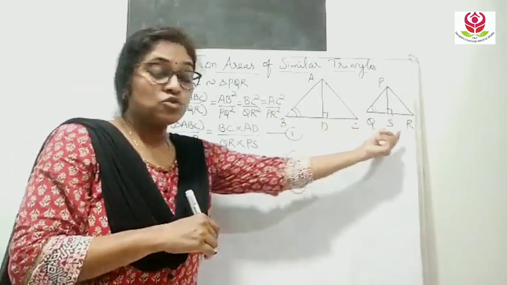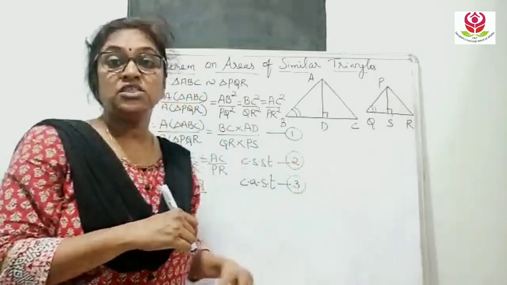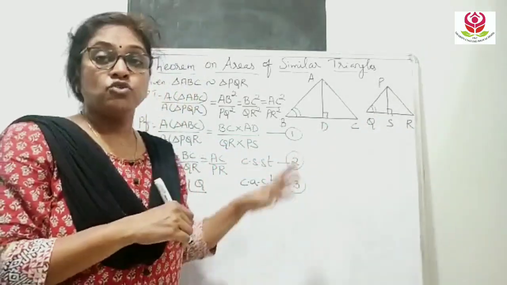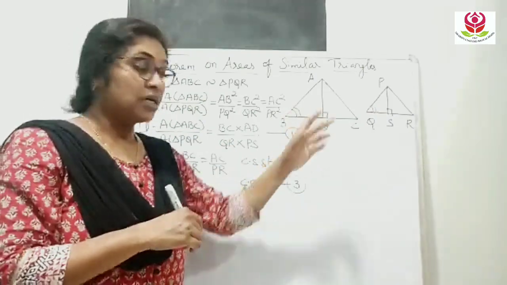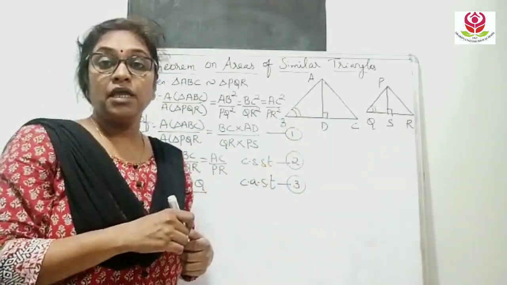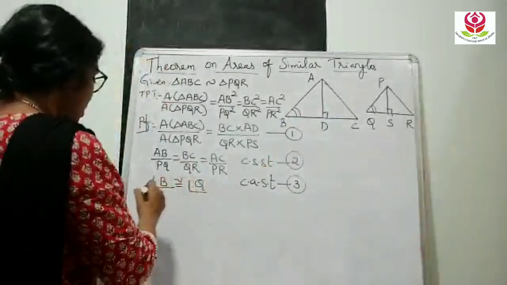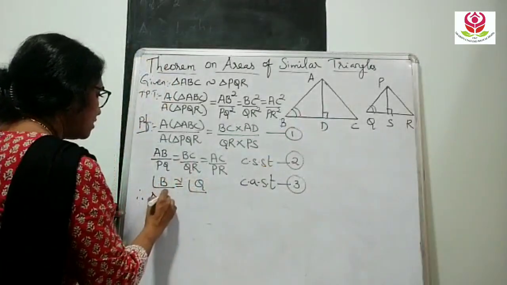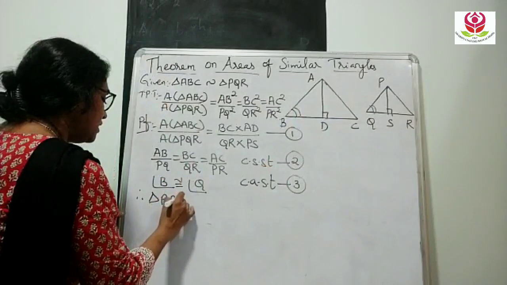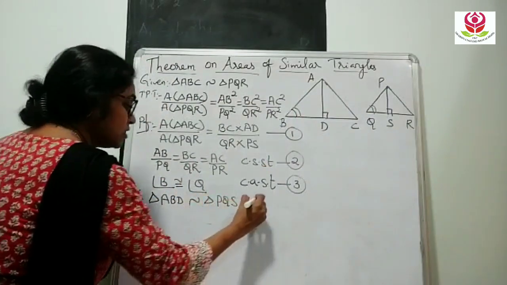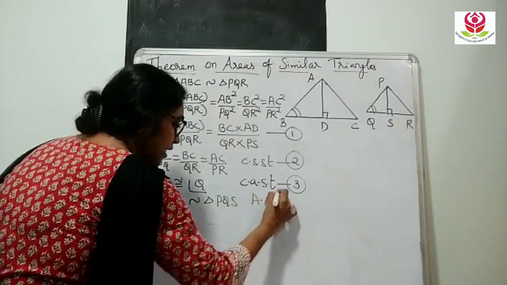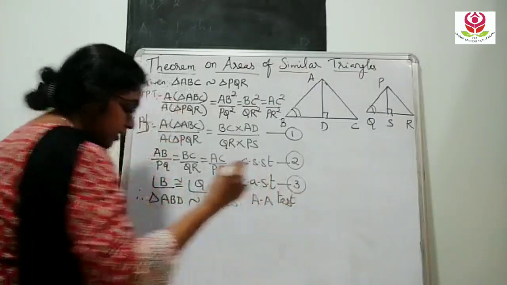Also angle D is congruent to angle S because each is marked as 90 degrees. So since we have two conditions, we can easily prove that the two triangles are similar by the AA test of similarity. Therefore, triangle ABD is similar to triangle PQS. Reason: AA test of similarity.